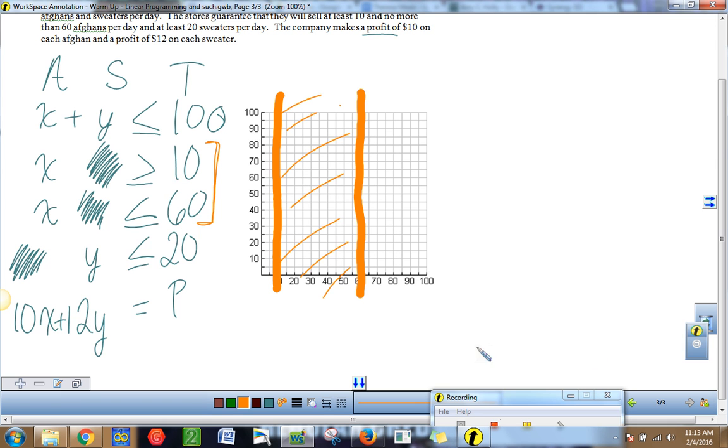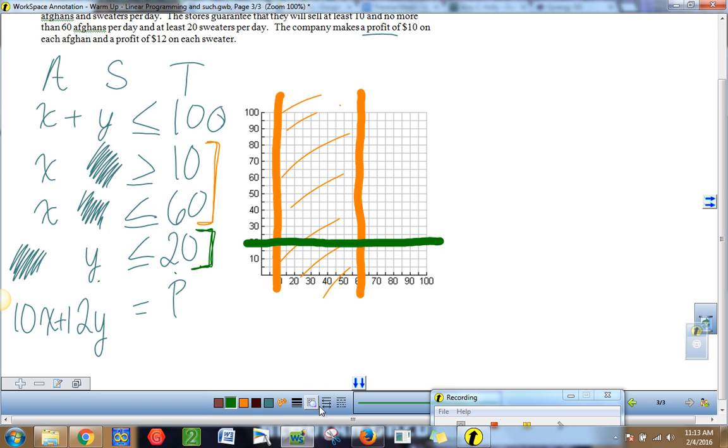And then this guy, getting colors, go for it. It makes it so much better. This guy is going to be what kind of line? Horizontal, right? We're going to cross the y-axis at 20. And are we going above or below it? Below. What does it say? Your y value.